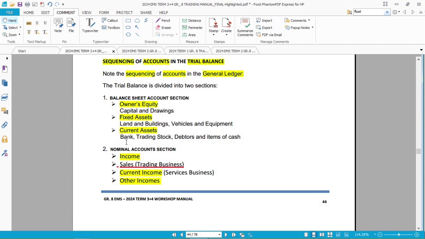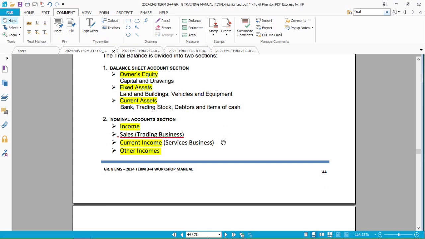All right, current assets. Okay, you've got bank, you've got trading stock. Don't see much of it in grade 8 because we're still doing a service business. You've got debtors. You also don't see it much in grade 8. And then you've got items of cash. All right, so current assets, we'll see proper examples at a later stage. I know you've seen good examples over there.